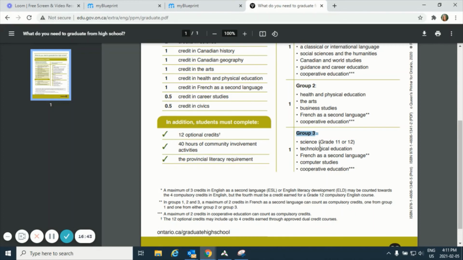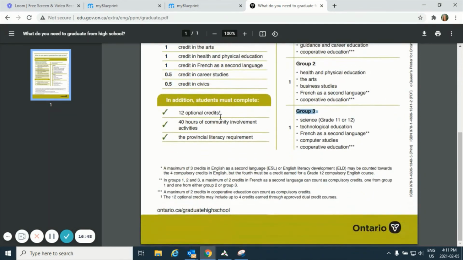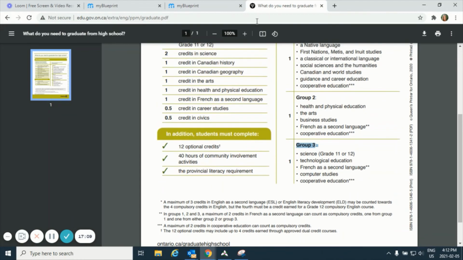And then after you have satisfied your requirements for 18 compulsory credits, you will make sure that you have completed your 12 optional credits. These are the elective credits and the credits that are of interest to you. Remember, by the time you graduate, you have to complete your 40 hours of volunteering and pass the literacy test.